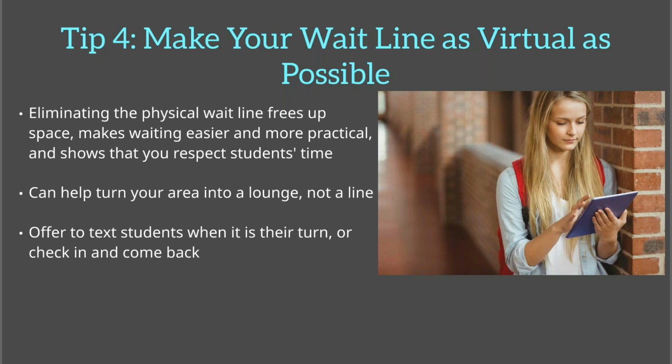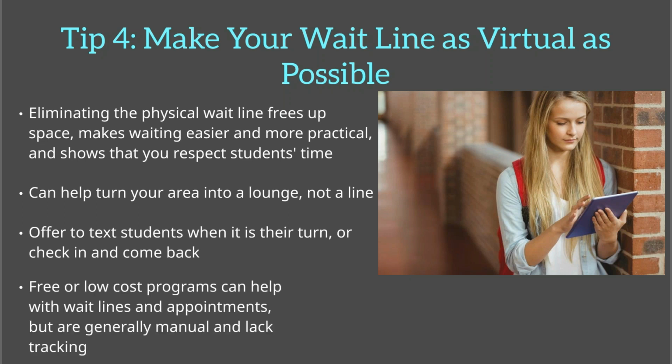One simple thing that you might be able to do is to text students when it's their turn, or offer to have them check in and give them an approximate wait time so they can come back, sort of like what a restaurant does. They then can go and complete other tasks and then come back and just be seen at that time. Now, there are free or low-cost software programs that do exist that can help with wait lines and appointments. They can have students sign into a queue. They can have students make appointments online. Generally, though, you want to be careful because they generally require a lot of manual input of information. So what that means is that there's no communication with your SIS, so you're relying on students to give you accurate information rather than them choosing from the information that we already know is accurate.